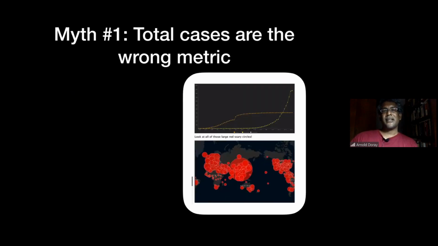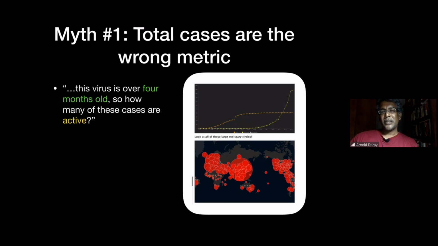Okay, so the first myth that he gives is that total cases are the wrong metric to use to determine the severity of the virus itself. He says, look at all those red circles you see on the map, they're getting bigger and bigger, but they only represent the total cases. His argument is that this virus is over 4 months old, so perhaps a lot of these cases aren't active anymore.